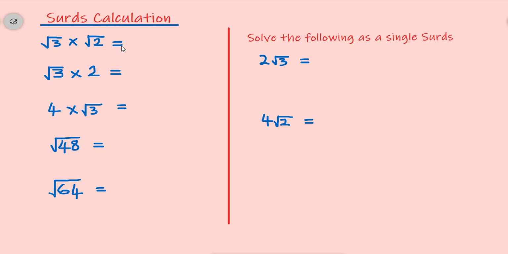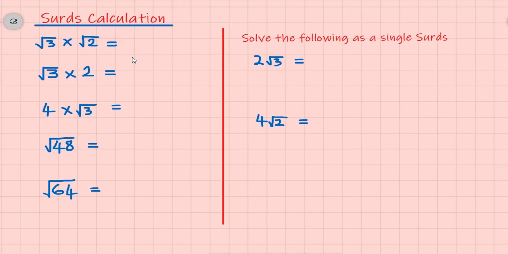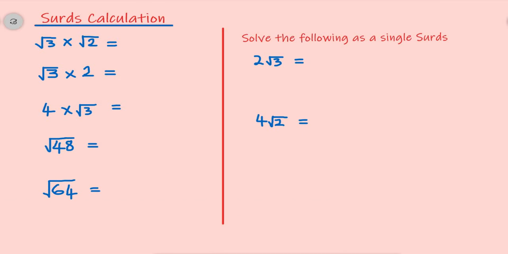Now in sort, if you multiply the roots of different numbers, you get the answer in root form. For example, it's just like when you say 3 times 2, that is 6. So root 3 multiplied by root 2 will give you root 6.